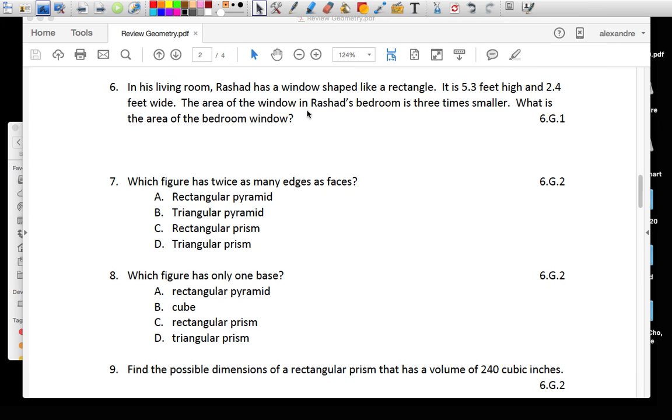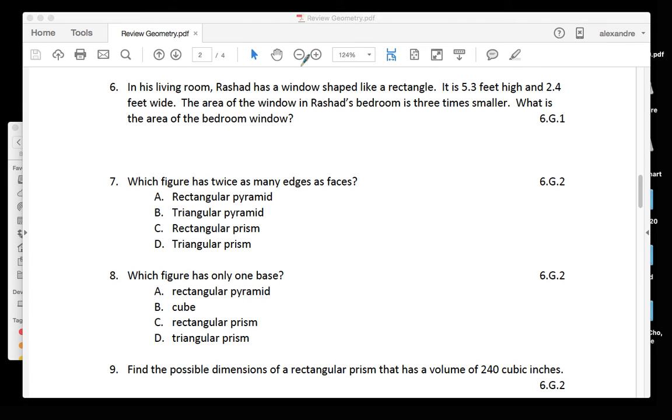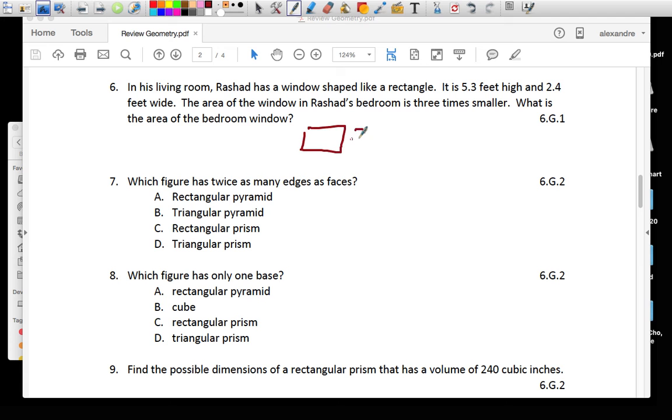He has a window shaped like a rectangle in the living room. The window is 5.3 height and the width is 2.4. So let's find the area of this window. It's 2.4 times 5.3, and I have no idea what that is because I can't find it. Oh, here it is. Let's just do this quickly, and you will have a calculator tomorrow. So 2.4 times 5.3 gives me 12.72 feet squared. So that's the window in the living room.